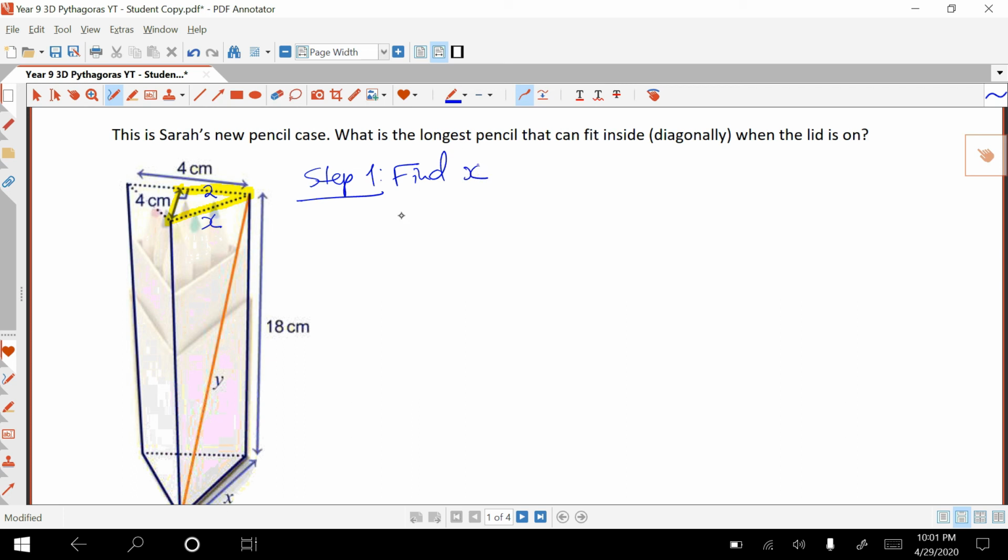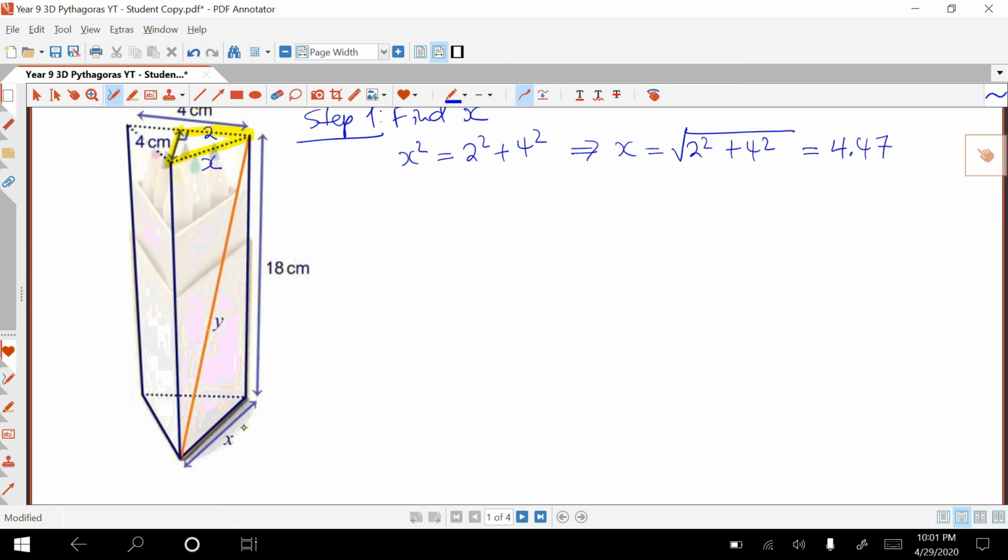To find that by Pythagoras theorem, we know that x squared is equal to 2 squared plus 4 squared, because x is the longest side. So x will be the square root of 2 squared plus 4 squared. If you plug that in the calculator, that will be equal to 4.47. So this length here is 4.47.